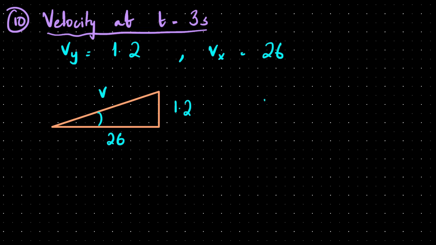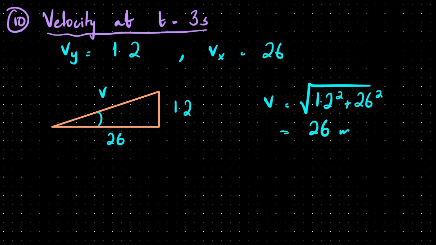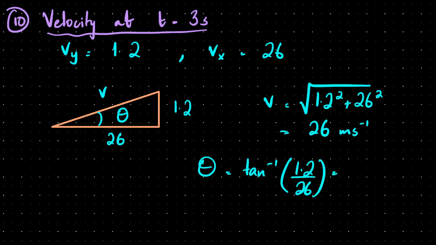And we need to find the velocity. So V would be the square root of 1.2 squared plus 26 squared under the root. So this turns out to be 26.0, so 26 meters per second. And similarly this angle, let's call this theta this time. So theta would be tan inverse of 1.2 upon 26. So this turns out to be a very small angle, 2.64 degrees, that it makes with the horizontal.